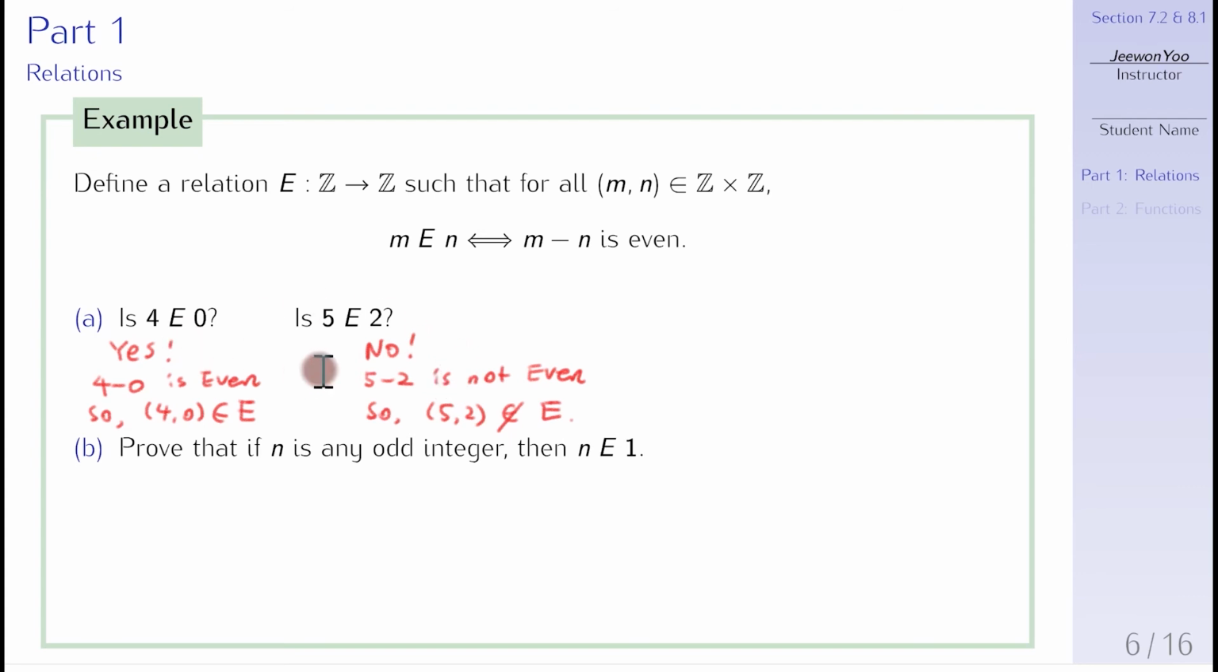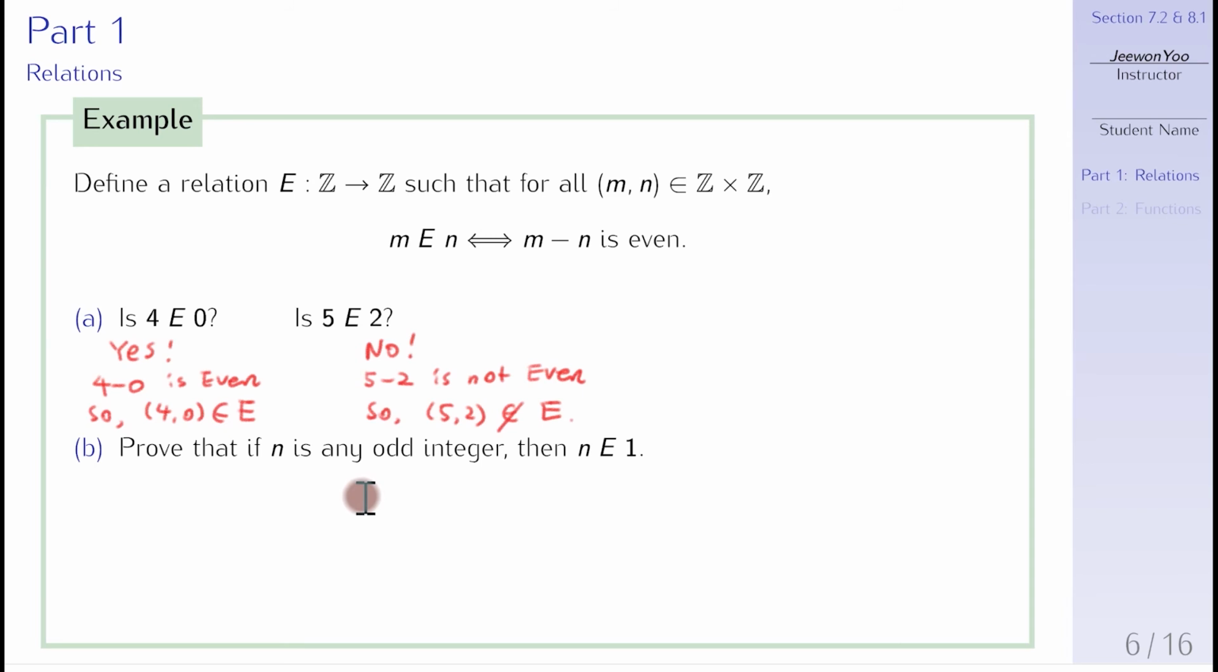Does this make sense, everyone? The question is, if n is an odd integer, then n E 1. N E 1 means n is related to 1. We have to show that this is true. To show that n E 1 is true, we have to show n minus 1 is an even number. That's all we have to do. The assumption here is that n has to be an odd integer. In other words, remember, n is equal to 2k plus 1. That's how you start the problem.